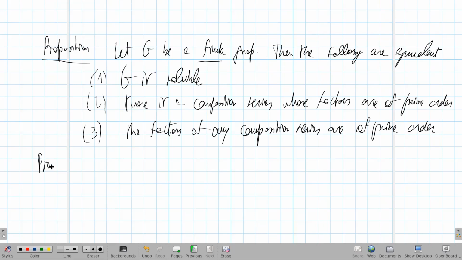And this is useful also to review things we have just proved. 2 is equivalent to 3 because we have proved that composition series may be different, but the factors are the same up to a permutation.